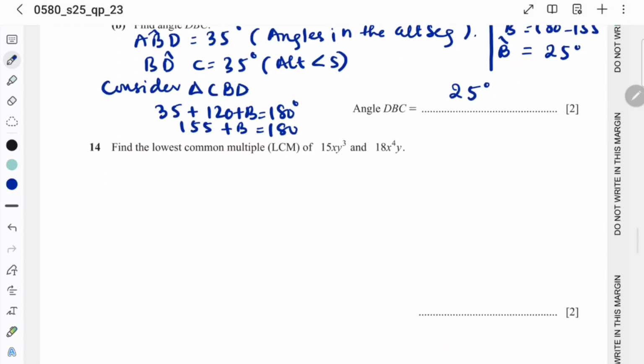Find the lowest common multiple. 15xy cubed. 3 into 5 is 15, x into y cubed.